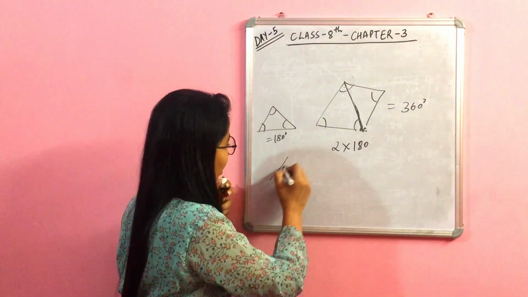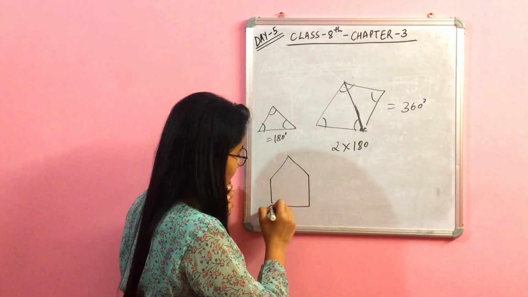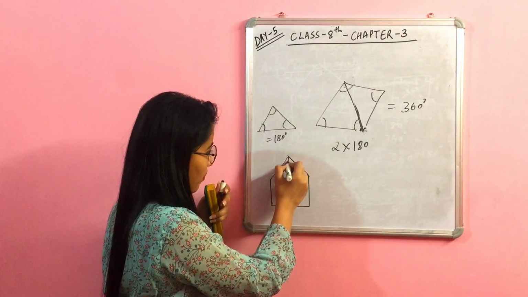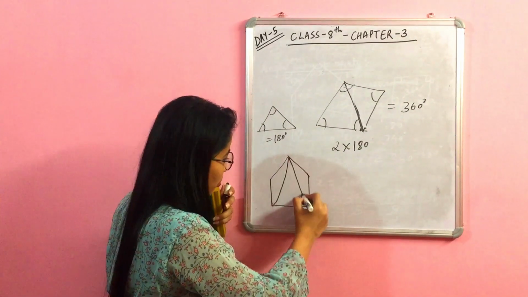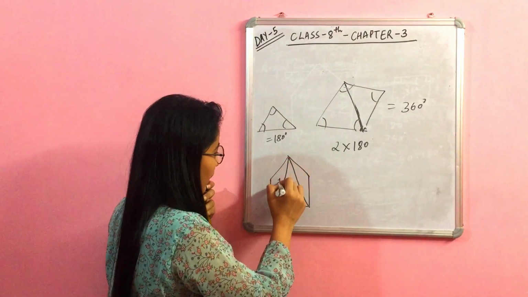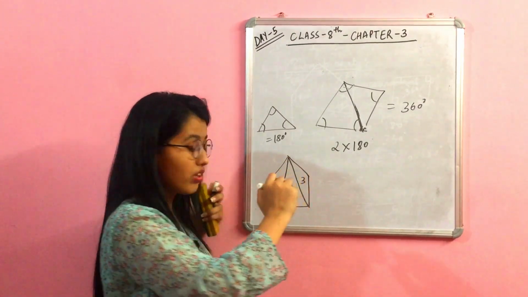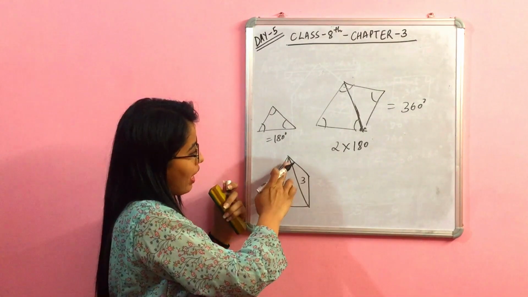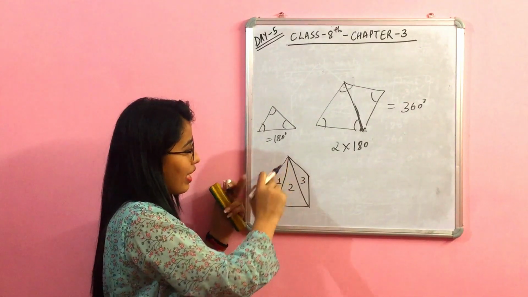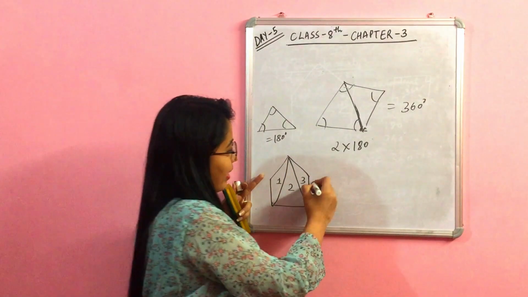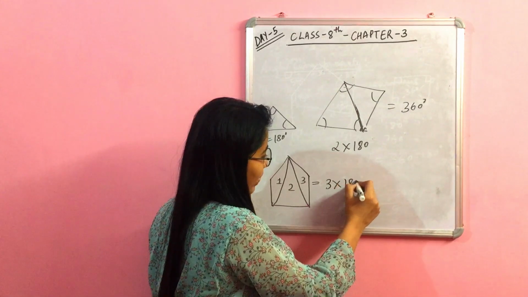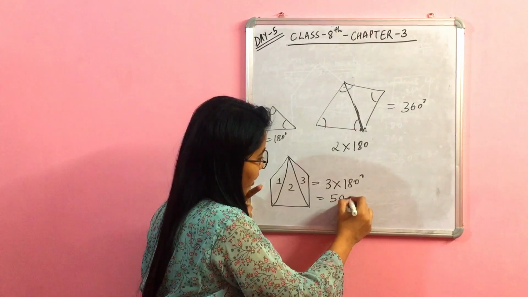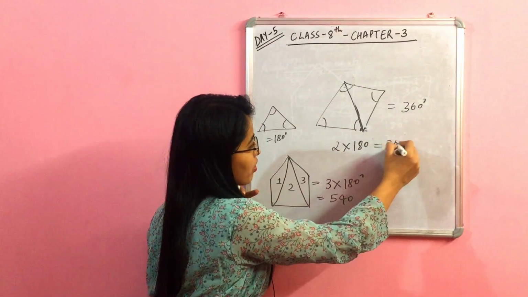Similarly, if I have a polygon which has 5 sides and 5 angles, in this case I can divide it into 3 triangles. This is the 1st triangle, this is the 2nd, this is the 3rd, right? With the angle sum property, we know the 3 angles of each triangle add up to 180 degrees. So I can directly multiply 3 into 180 degrees, isn't it? So this will be equal to 540 degrees, and this is how the earlier one was 360 degrees.